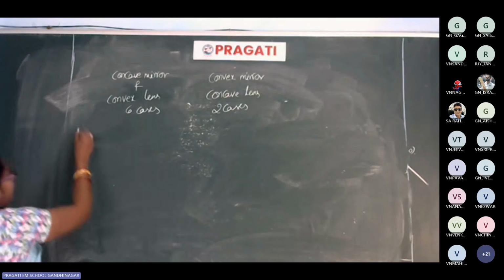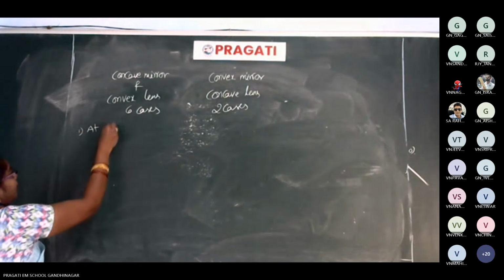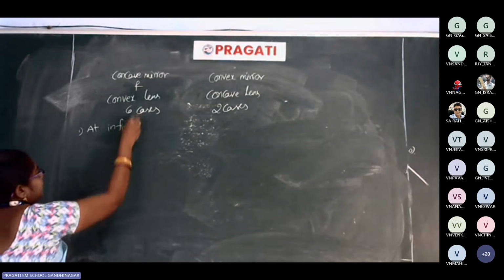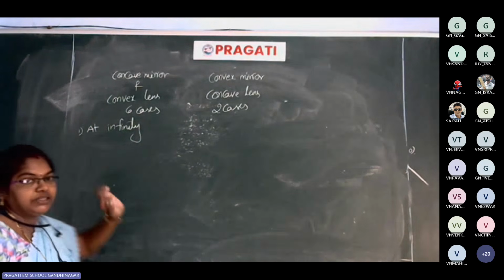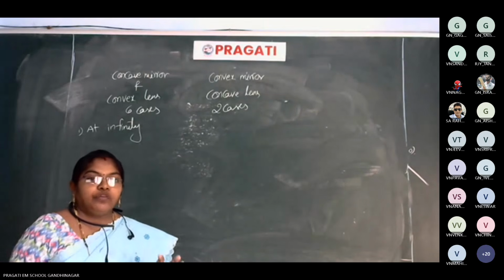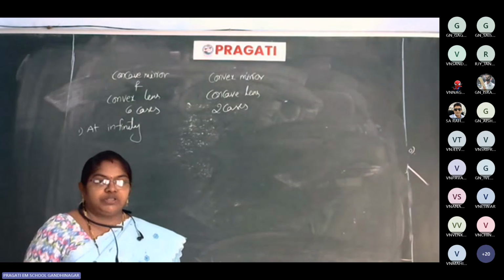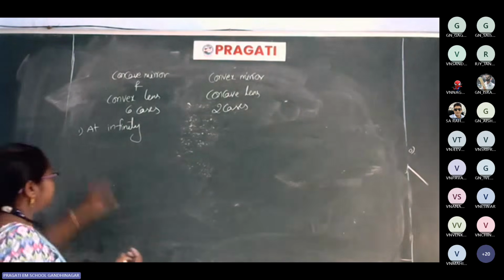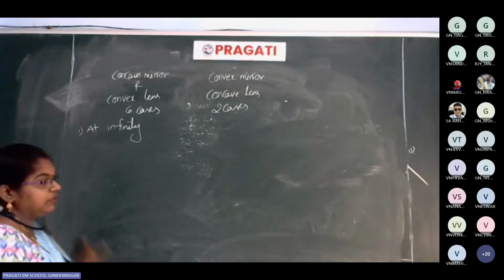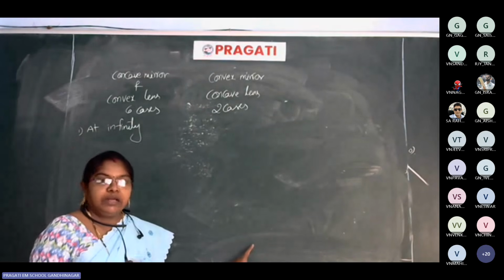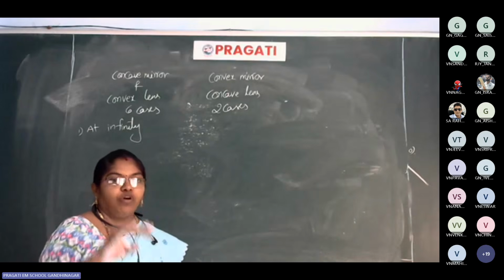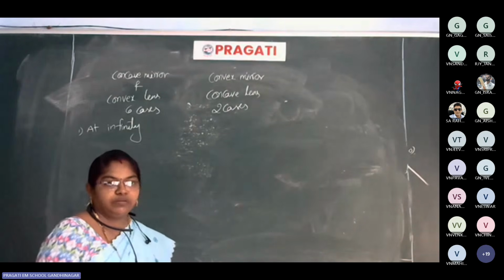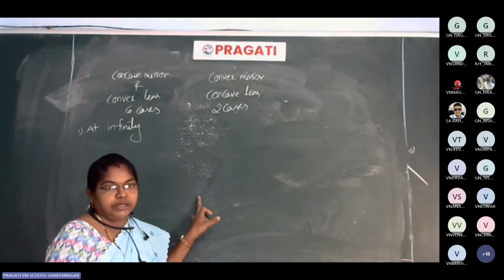First of all, see at infinity. This we will get by learning these ray diagrams. We'll cover 2 types of questions. What are the 2 types? One is the table question he is asking. That question we will cover and draw the ray diagrams for the following cases. That question also we will cover if you learn these ray diagrams.